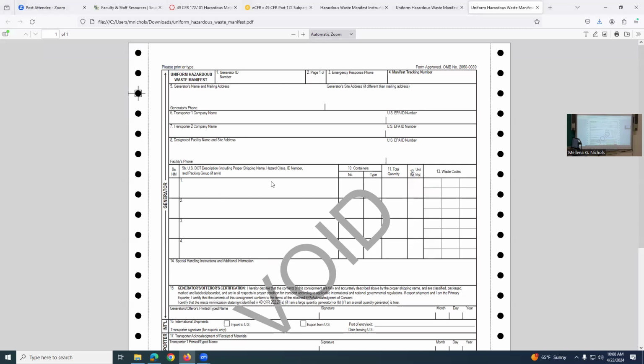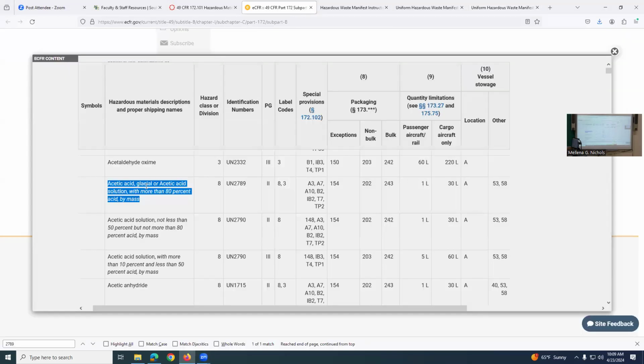Okay, so right here in this box, you're gonna put the proper shipping name. If you are using Mozilla, you would be able to copy and paste. But if you don't have the editable version of Adobe, then it's not gonna let you do that. With the hard copies that you guys have, you can just write it in, but write it tiny because you got a lot of information that goes there. So you would be putting in the acetic acid, glacial or acetic acid solution with more than 80% by mass.